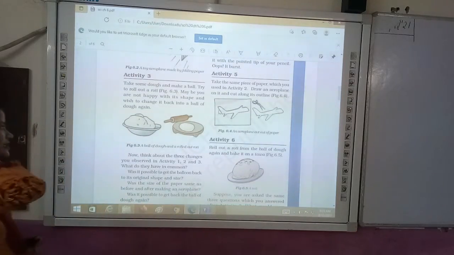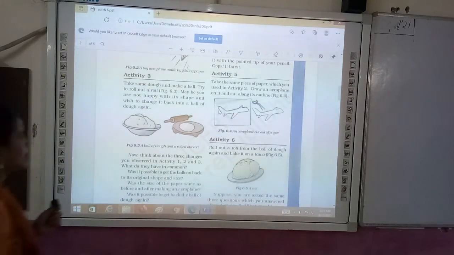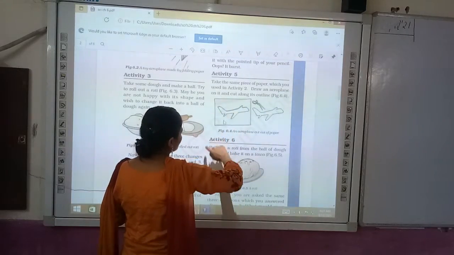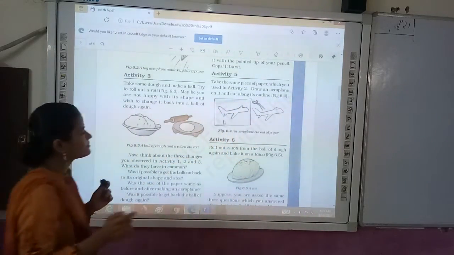See figure 6.4. An aeroplane is drawn on the paper. Now just cut this aeroplane. Now is it possible to get the paper back again?